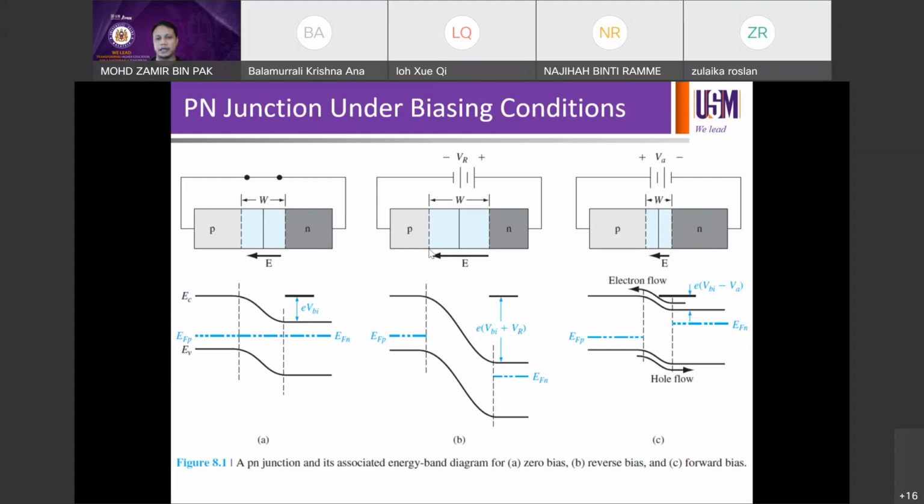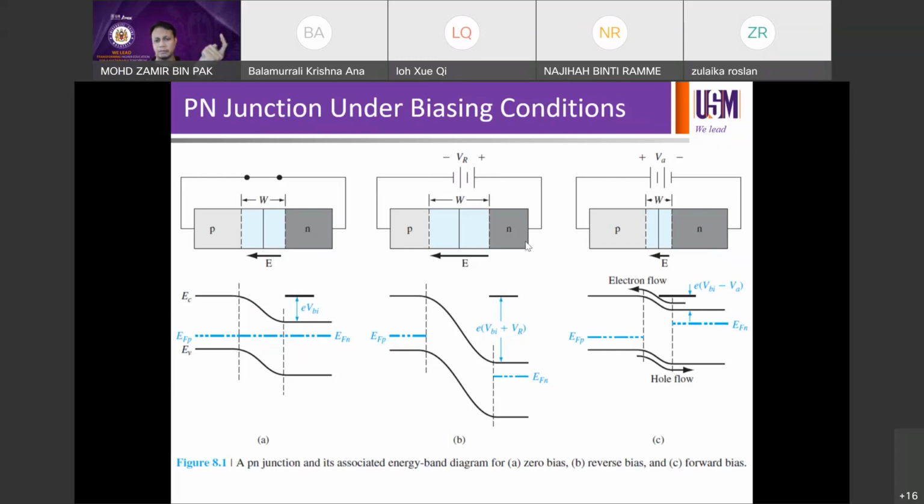As I said, this is the polarity, the positive and negative polarity. You can either connect your positive to the p-type or the n-type. You can swap them and induce a different condition. But in this particular condition, it's called reverse bias. So look at the connection now. The negative terminal is connected to the p-type, and the positive terminal is connected to the n-type.